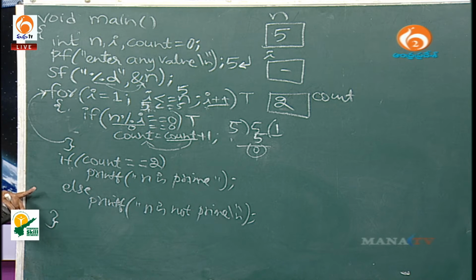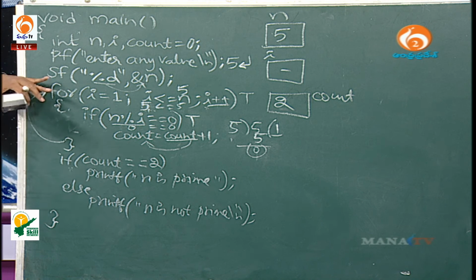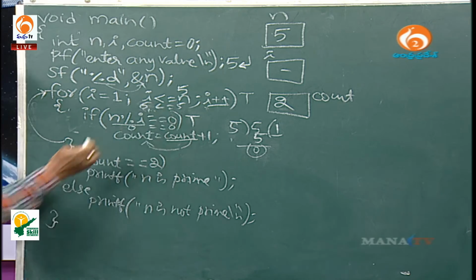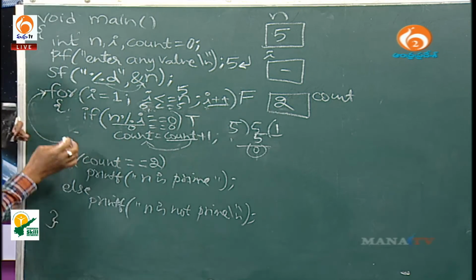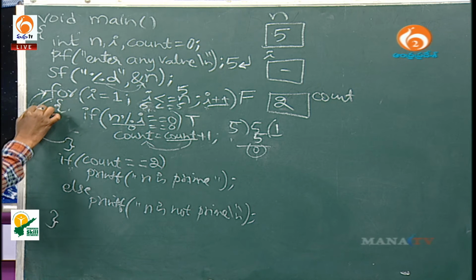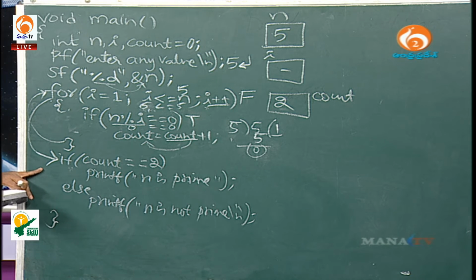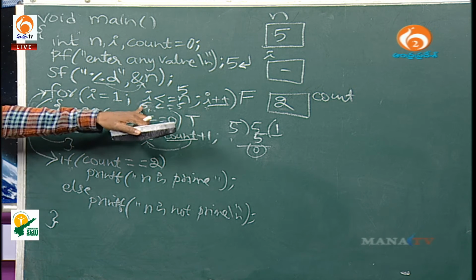Count equal to 2. Okay. Next iteration, i++, i is incremented by 1, that is 6. 6 less than or equal to 5 is false. Now the control comes out of the for loop, because i becomes greater than n.